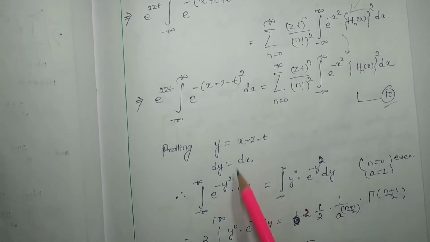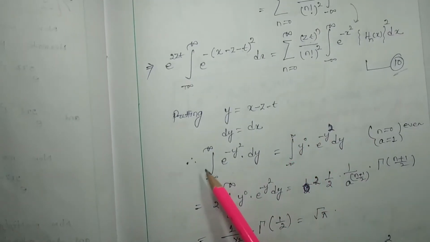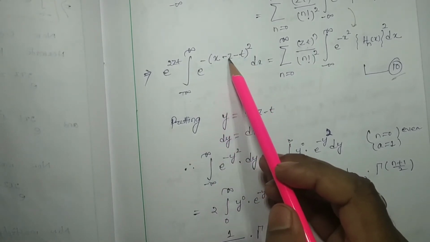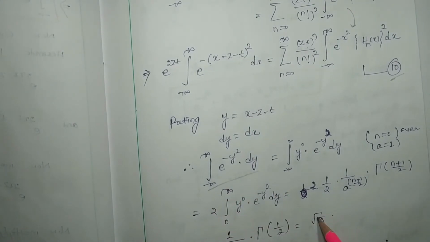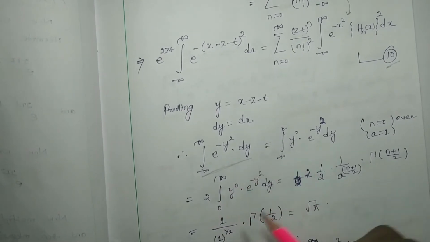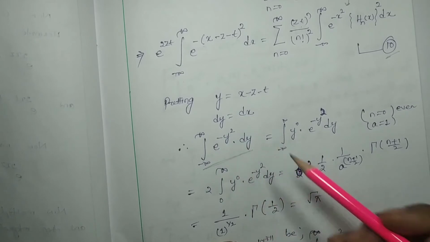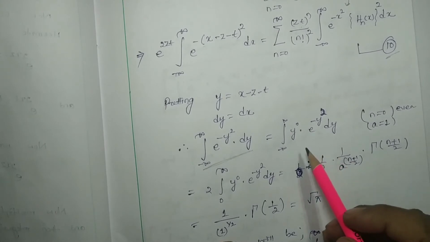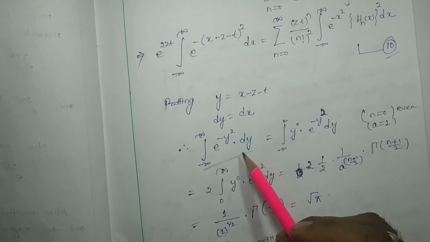Now we have to put y equal to x minus z minus t, so dy equals dx, with the integration from minus infinity to plus infinity. Putting x minus z minus t as y, it will be the integral of e^(-y²) dy, and this integral value is root pi. I suggest that you watch one of the videos on my channel, on special integration. That type of integration, how it is found, I have explained the general formula there. You can watch that.